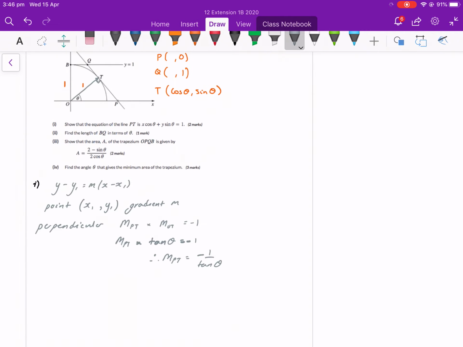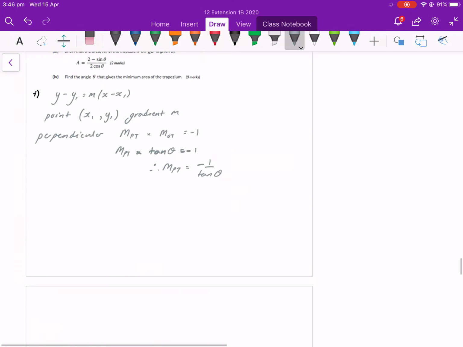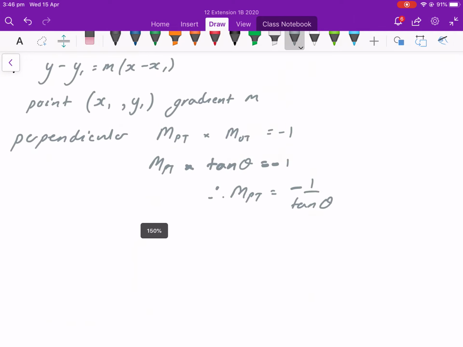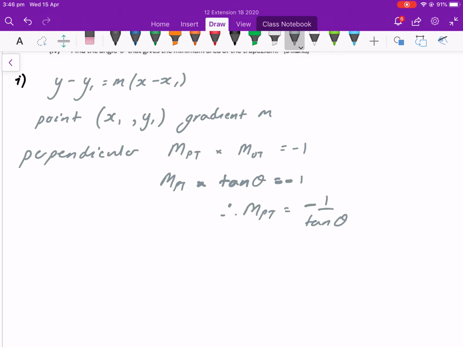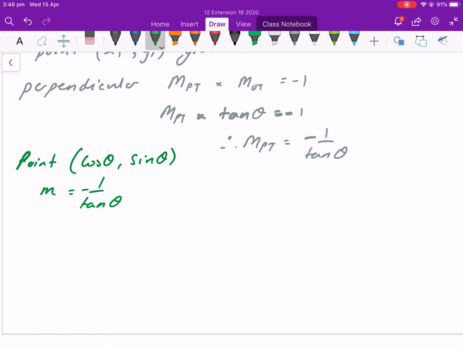So we've got the two bits of information that we require. We've got the gradient of the line PT, which is -1 over tan theta, and we've also got our point, which is cos theta, sine theta. So therefore, we can use our point gradient formula: y minus y1, y minus sine theta, equals the gradient, -1 on tan theta, times x minus cos theta.